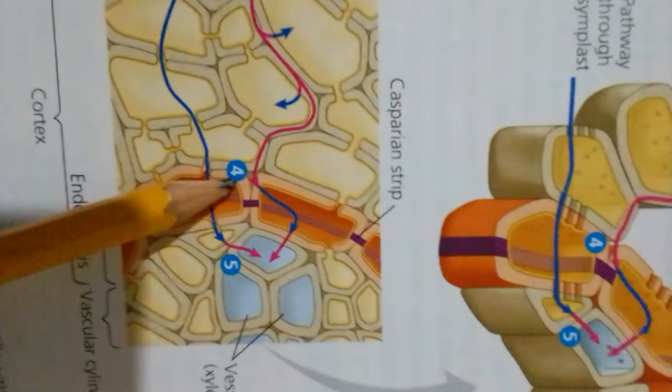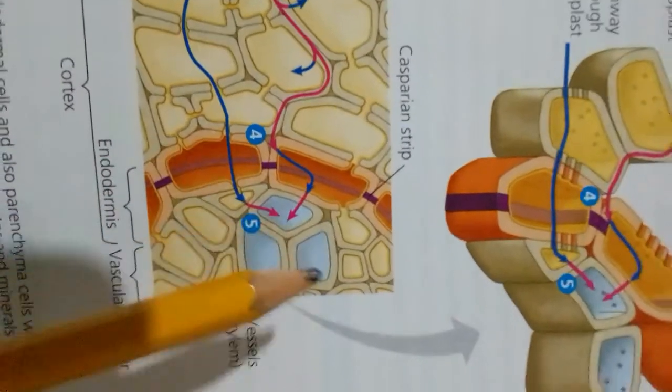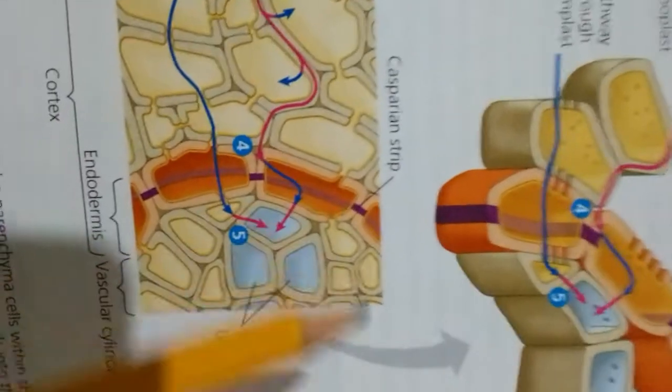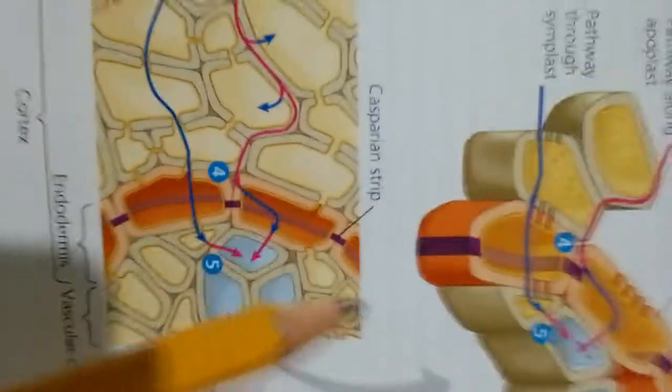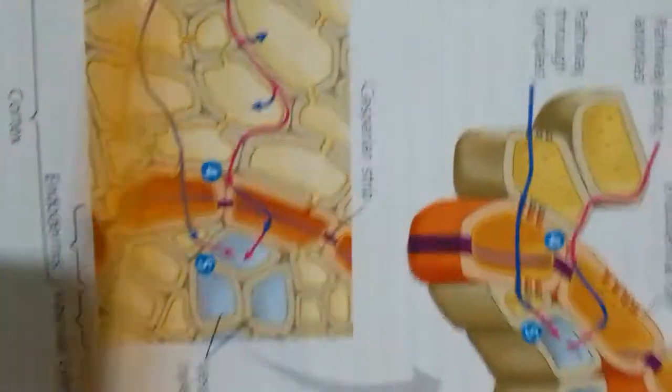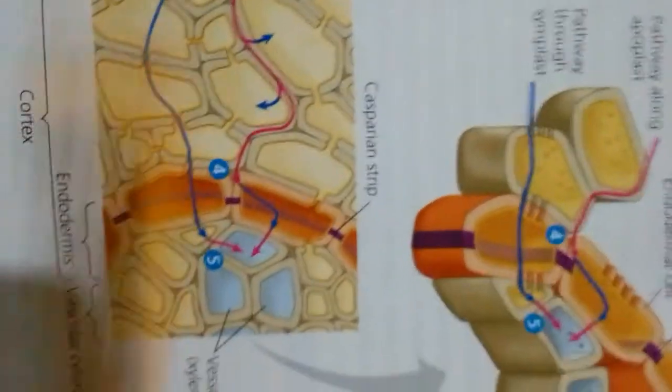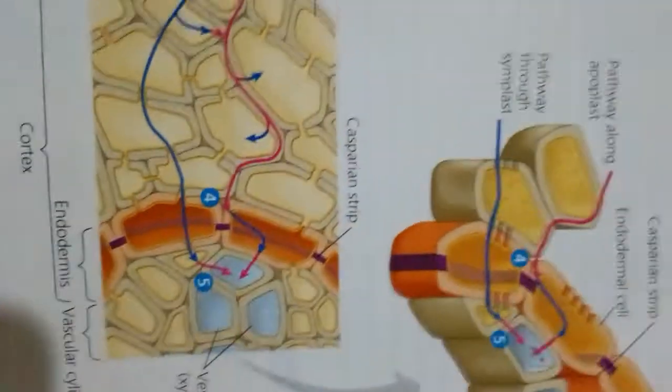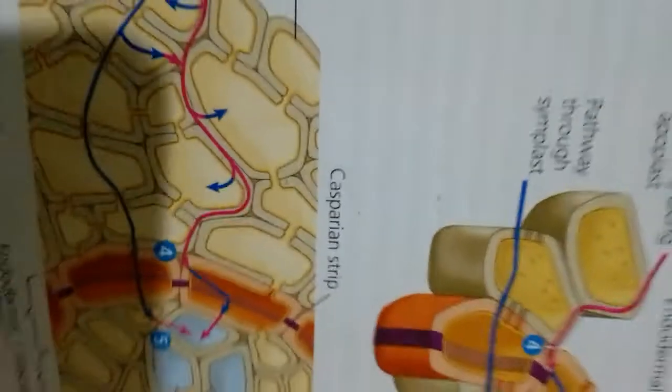Number 4: notice that within the transverse and radial walls of each endodermal cell is the Casparian strip, built of waxy material that blocks the passage of water and dissolved minerals. Only minerals already in the symplast, or entering that pathway by crossing the plasma membrane of an endodermal cell, can detour around the Casparian strip and pass into the vascular cylinder.